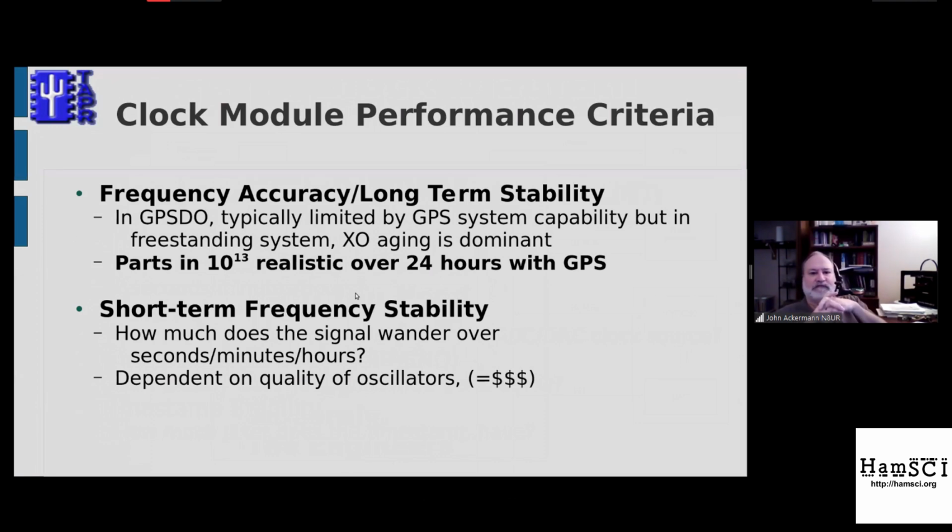And when we have a GPS controlling the system, that's typically the limiting factor. But if we're freestanding, the crystal oscillator aging is dominant. If we're running a GPS system, it's realistic to have parts in 10 to the 13 of absolute accuracy and stability when measured over 24 hours. And parts in 10 to the 13 is effectively about, let's see, I think 100 microhertz at a gigahertz. And I may be off a little bit on my scientific notation there, but you get the idea that that's pretty darn good. But in addition, there's a question about the short-term frequency stability and how much the signal wanders around over seconds or minutes or hours. And that is controlled more by the oscillator that's on the local system and is very much dependent on the quality of the oscillators and therefore dependent on how much money you're spending.